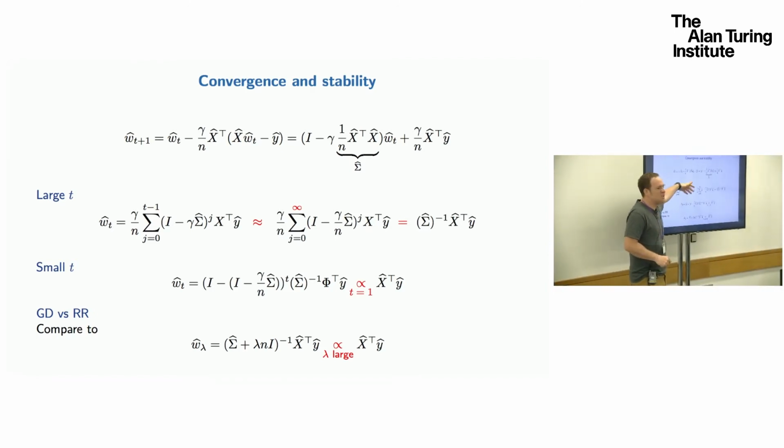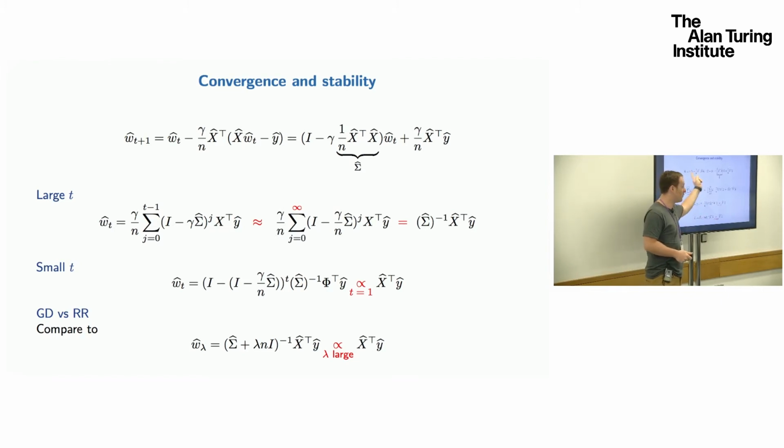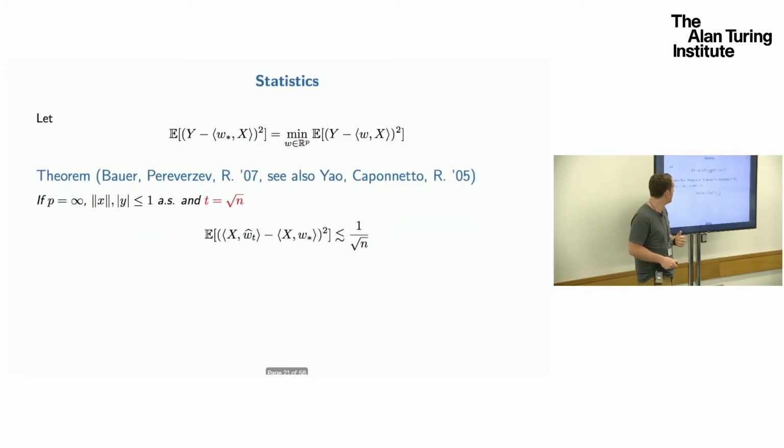Now, this is an argument, but it's actually not proof, okay? It just shows an analogy between this way of computing things and this way of computing things from a statistical point of view. But can you quantify this? And it turns out that indeed you can, okay?